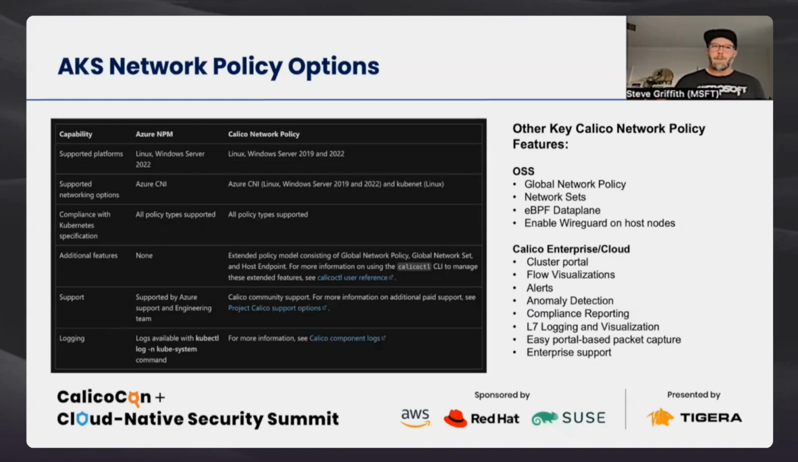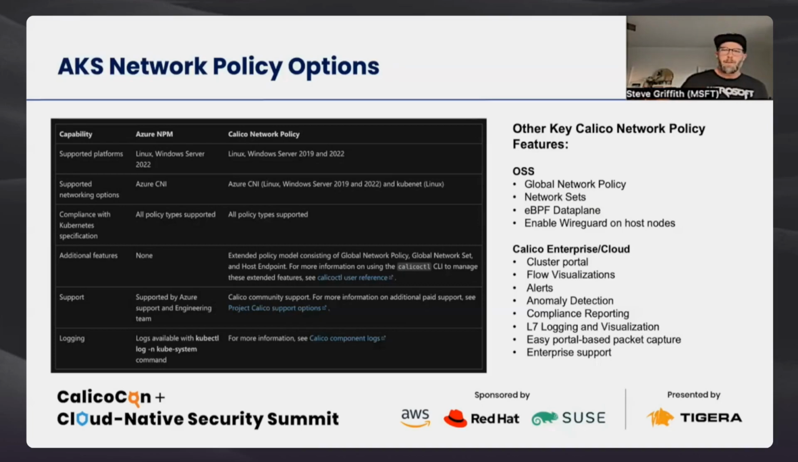The supported network plugin options are Azure CNI. On the Calico side, you can do Azure CNI for Linux, Windows Server 2019, and 2022, as well as KubeNet, and that's for Calico open source. Both support the Kubernetes network policy specification, so really no difference there. But where Calico really shines is in this next section, the additional features section.